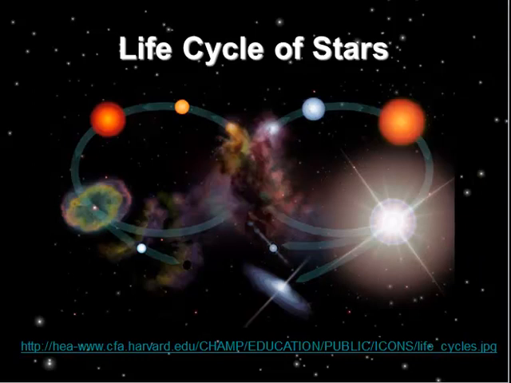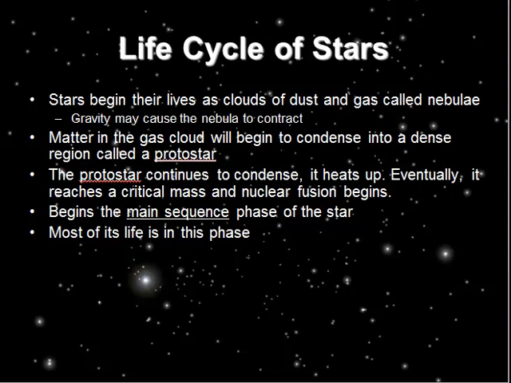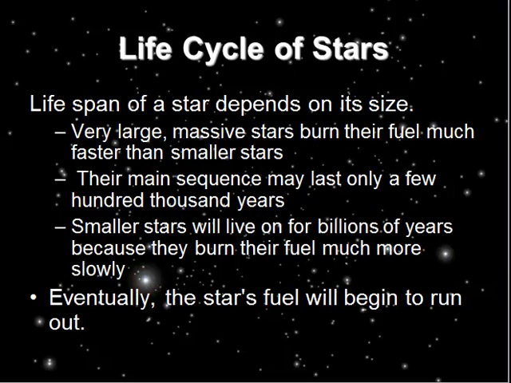Let's quickly look over the life cycle of stars. Stars begin their lives as clouds of dust and gas, called nebula. Gravity may cause the nebula to contract. Matter in the gas cloud will begin to condense into a dense region called a protostar. A protostar continues to condense and it heats up. Eventually, it reaches a critical mass and nuclear fusion begins. The main sequence phase of the star then begins, and most of its life is in this phase.